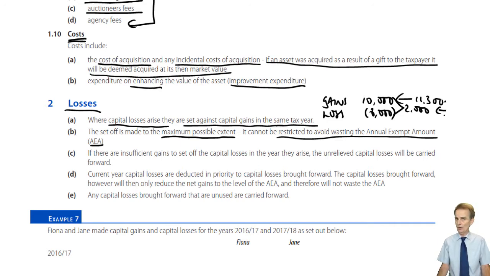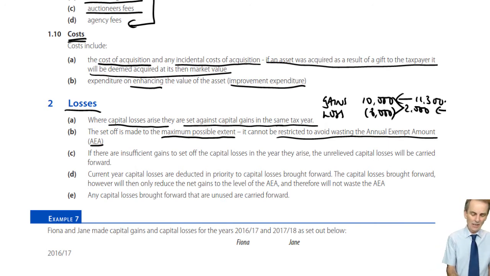But if you choose to dispose of both those assets in the same tax year, then that will be the outcome. There will be net gains of 2,000. You've effectively wasted the loss by using it against gains that would not have been taxed anyway, because again, the AEA would have covered it.